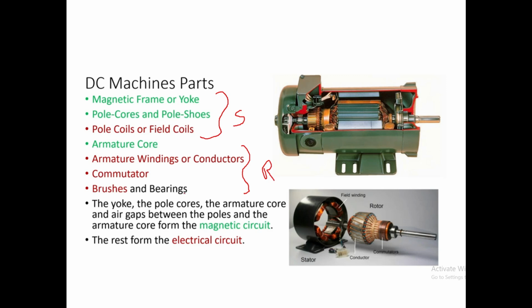The magnetic path is provided by the stator and rotor. I'll show you the diagram, then we'll understand what components are involved in the magnetic path. The pole core, yoke, armature core, and air gaps between the poles and the armature core form the magnetic circuit, the rest form the electric circuit. Finally, I'll show the diagram of how the magnetic path is created.